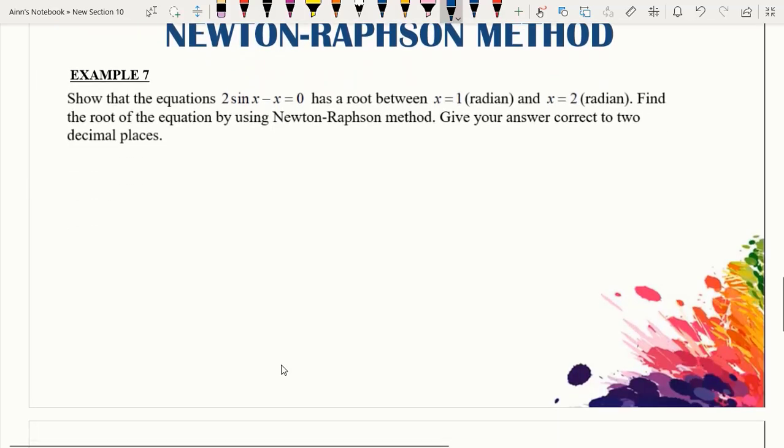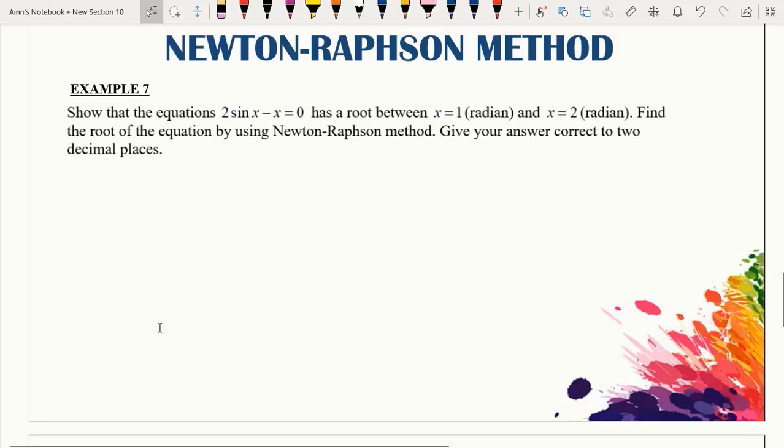Let's see the next example. Example 7. The question asks to show that the equation 2 sin x minus x equals 0 has a root between x equals 1 and x equals 2. So this one, back to the first video where we have to do the algebraic method.